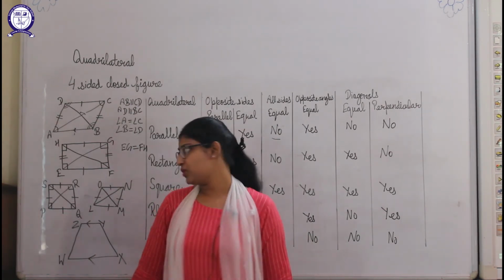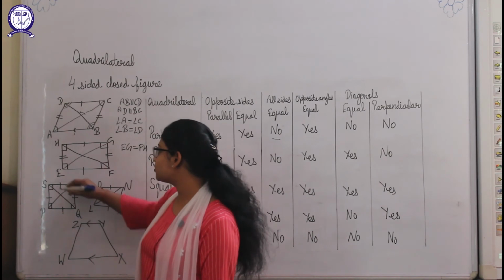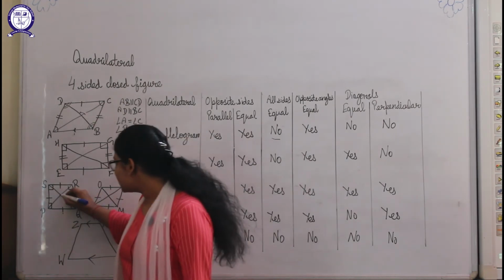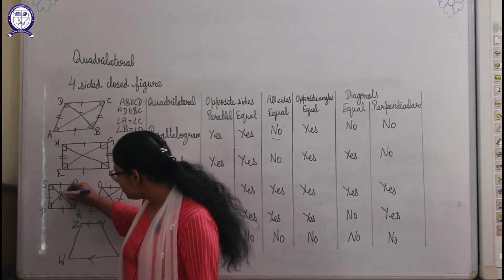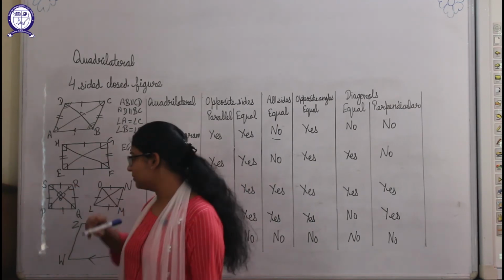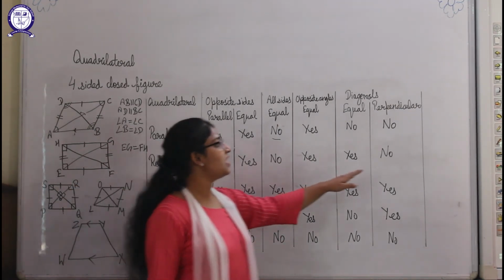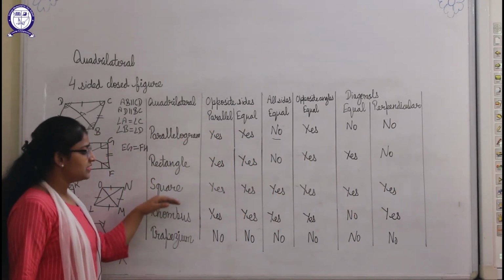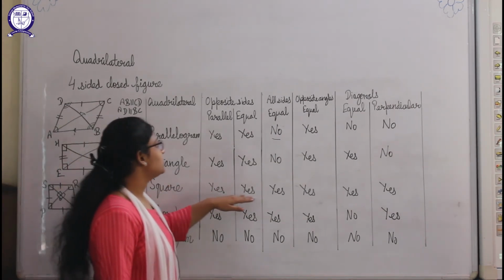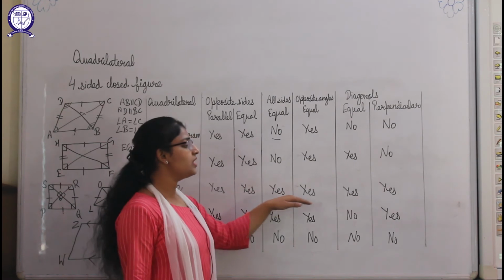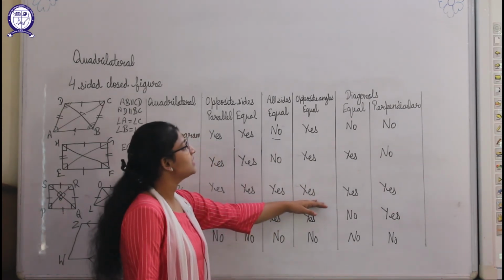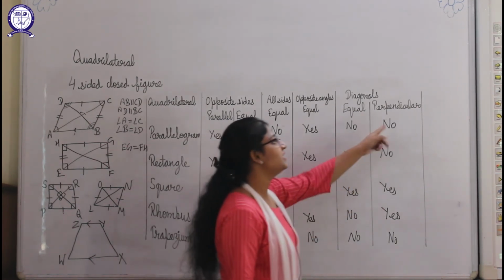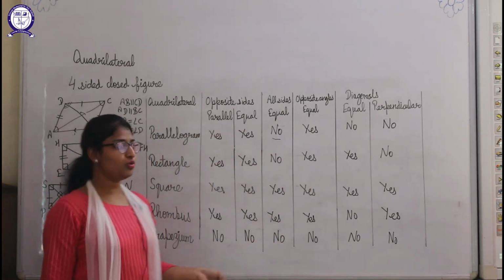Now what about diagonals? Diagonals of a square are equal. Means here PR is equal to QS, and they are perpendicular to each other also. How? They are intersecting here at O. So here they are intersecting at 90 degrees. So we can say that diagonals are perpendicular in the case of a square. So for a square, opposite sides are equal and parallel, all sides are equal, as all the angles are of 90 degrees, opposite angles are equal, and diagonals are equal and bisect each other at 90 degrees.